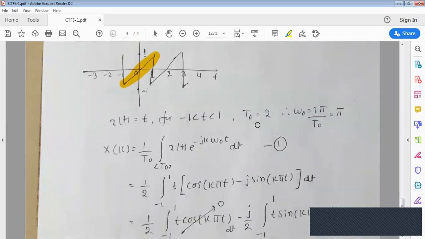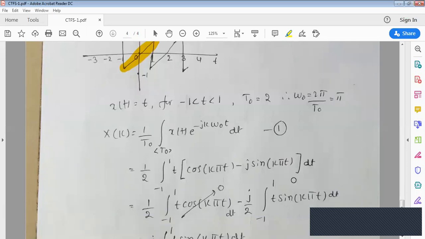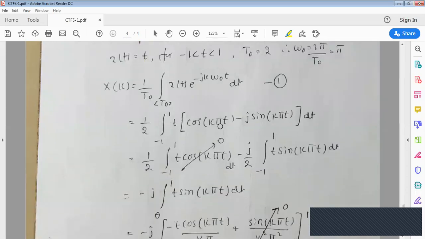So 1 by T naught, that is 1 by 2, integral from minus 1 to plus 1, x of t into e power minus j k omega naught t, which is written as cos of k pi t minus j sin of k pi t, because omega naught is pi. Now, I'll split into two parts: t cos of k pi t minus j by 2 into t sin of k pi t.